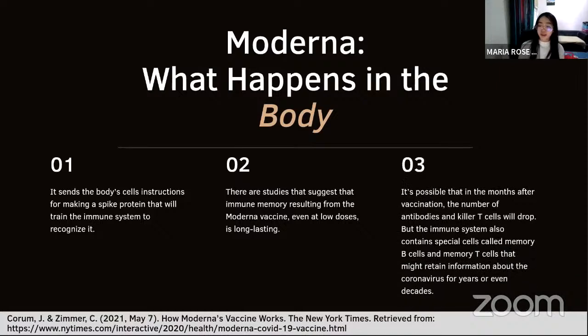Lastly, it's possible that in the months after vaccination, the number of antibodies and killer T cells will drop. But the immune system also contains special cells called memory B cells and memory T cells. These memory cells are what might contain information about the coronavirus for years or even decades.